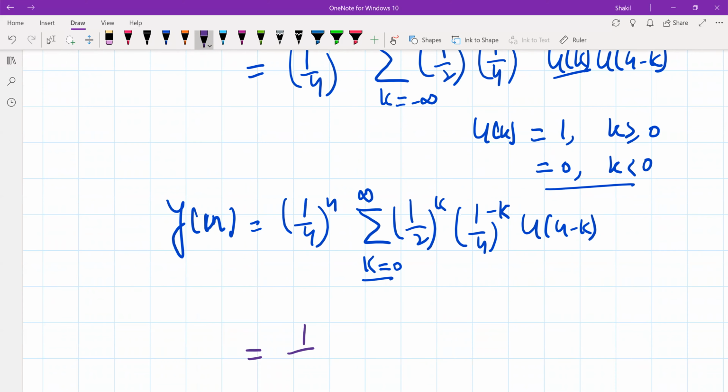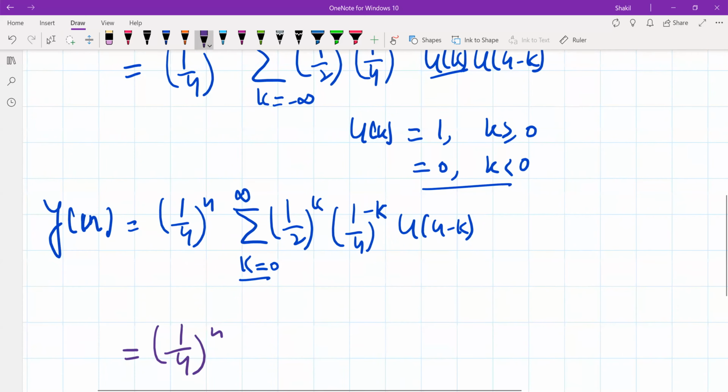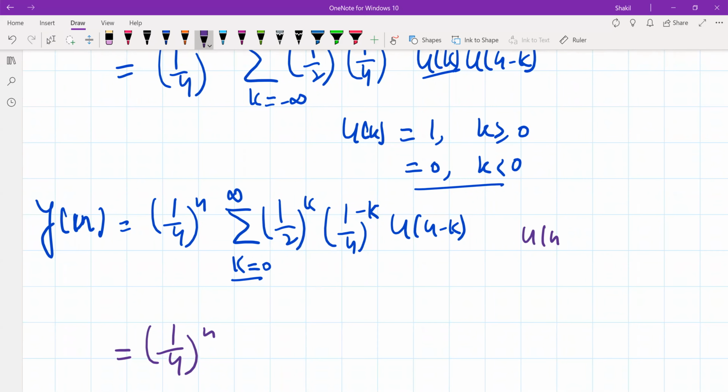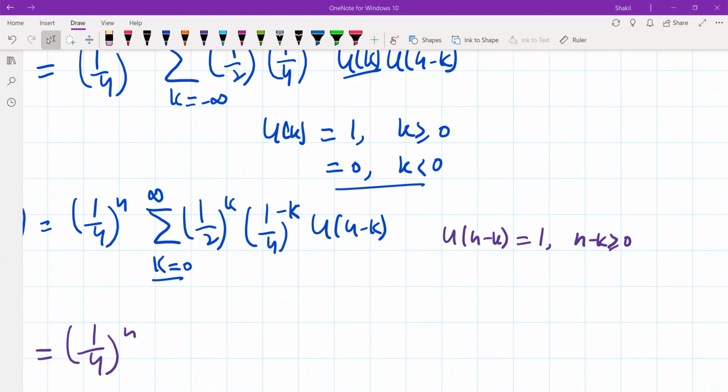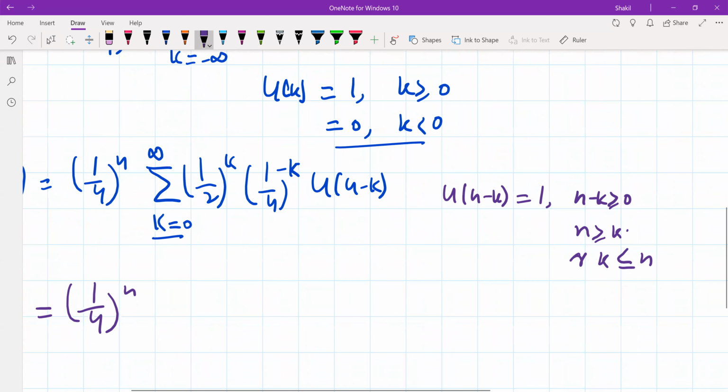What I'm going to do next, with 1 by 4 to the power n, is use u of n minus k. Now u of n minus k, with k the variable running on the summation, is equal to 1 when n minus k is greater than or equal to 0. This means simply when n is greater than or equal to k, and since k is the variable running on this summation, I will write k is less than or equal to n. So this is equal to 1.